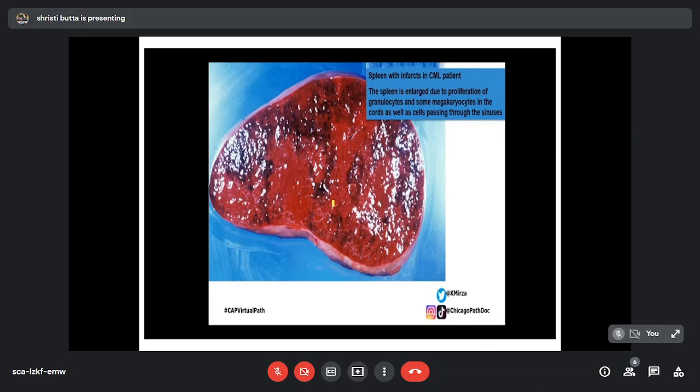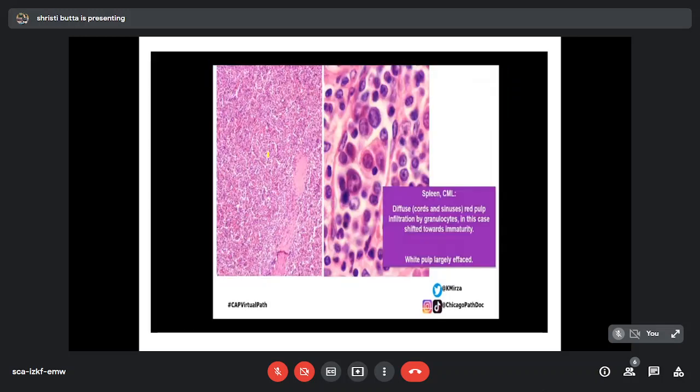The pictures have been taken from the very nice seminar by Dr. K. Mirza of the College of American Pathologists. These are some of the other pictures taken from the same seminar. Here, we have diffuse cords and sinuses. And these sinuses have a lot of granulocytes, and that has resulted in the splenic infarct.